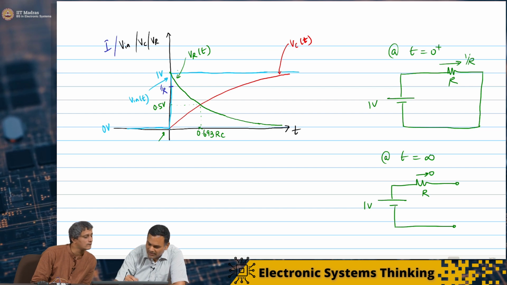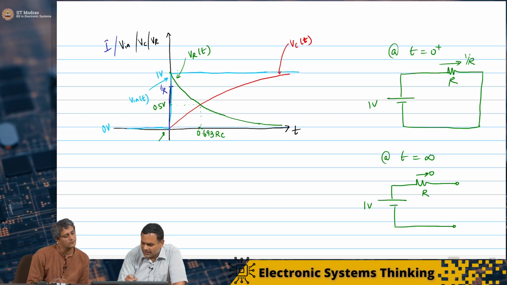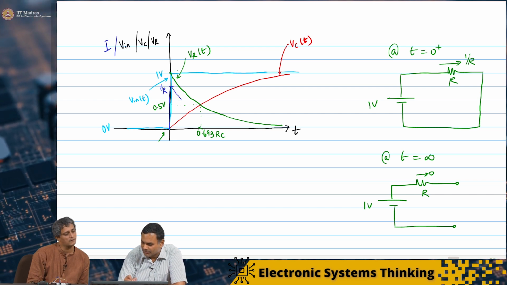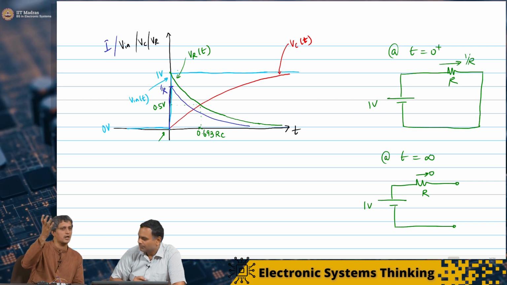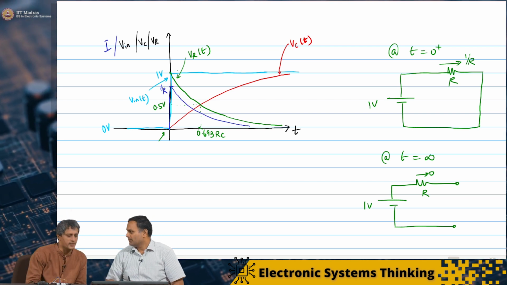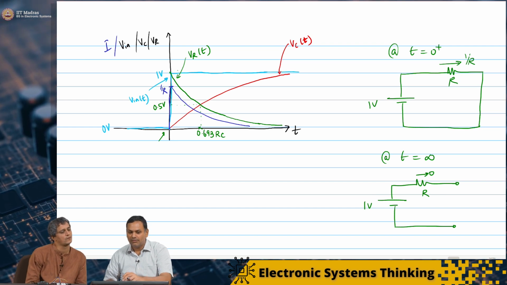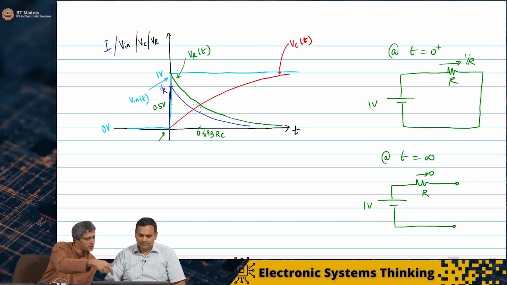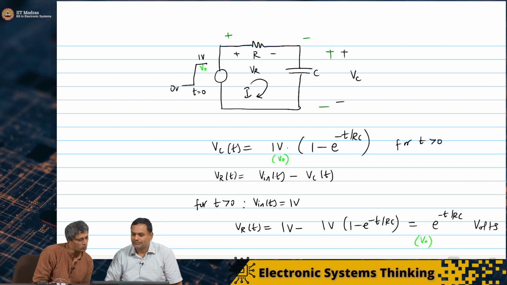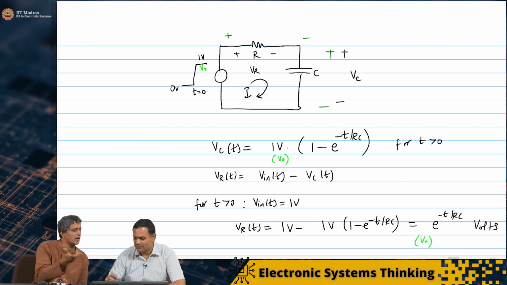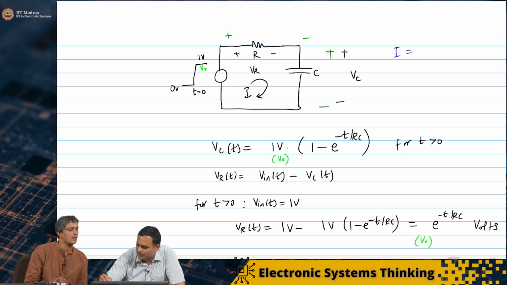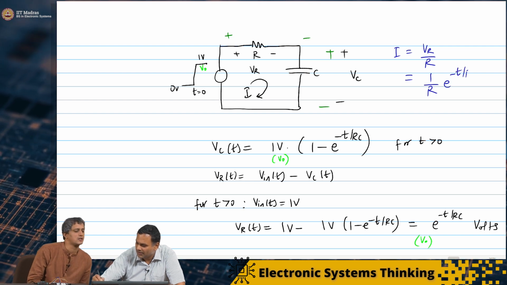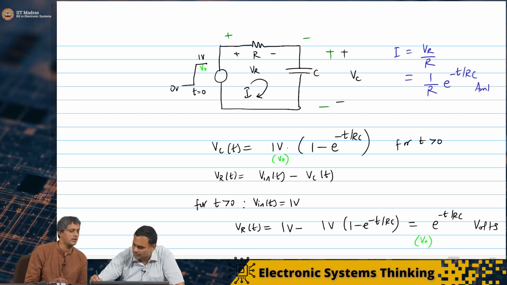So the current jumps, and then it will basically follow this 1 over R kind of curve. It starts off with a high current and then it decays. At any point of time, VR by R would give you the current. Effectively, it's going to follow this expression: I of t will be 1 over R times e power minus t by RC, in amperes.